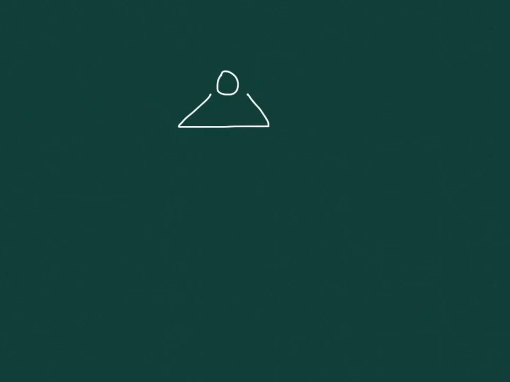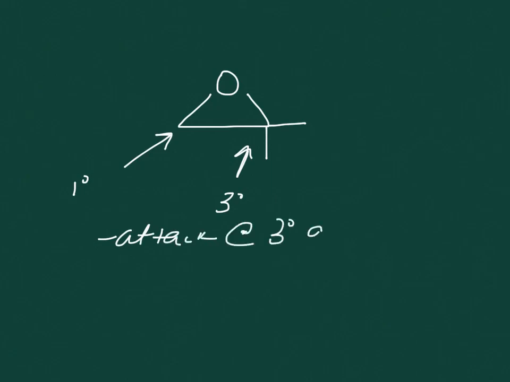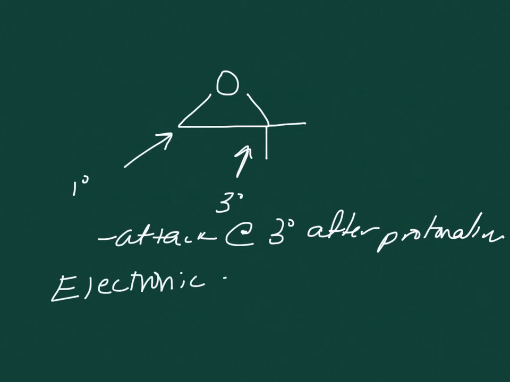If we have a primary and a tertiary, we will have attack at the tertiary after protonation. Okay. The reason for this is the electronic effect. And I'll go through this on the next slide.